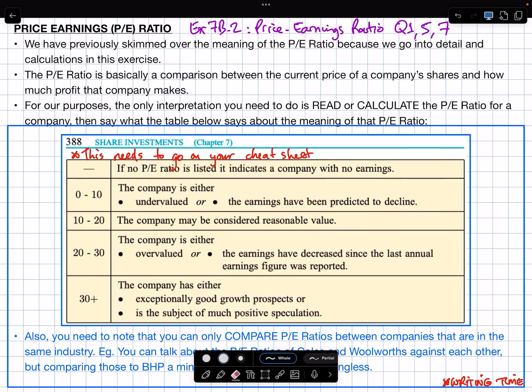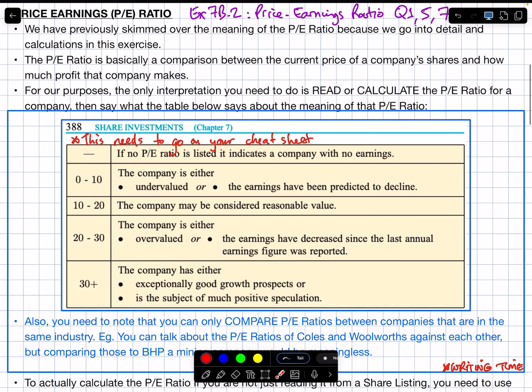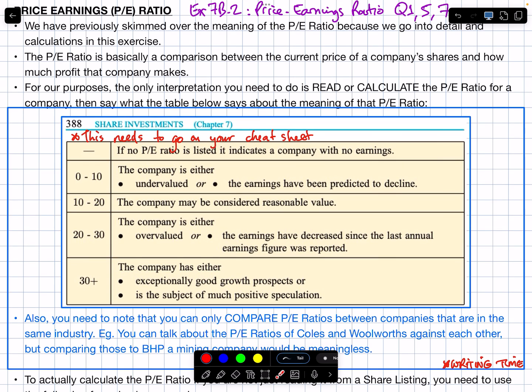Do you agree in the last lesson I skipped over what PE ratio is? Yep. Why? Because you actually do the maths of what PE ratio is in this exercise. So what is the PE ratio? It's a comparison between the current price of a company's shares and how much profit the company makes. Notice that that's in black, okay?